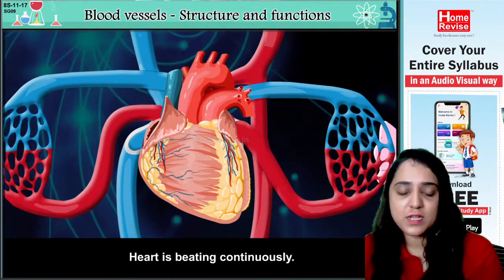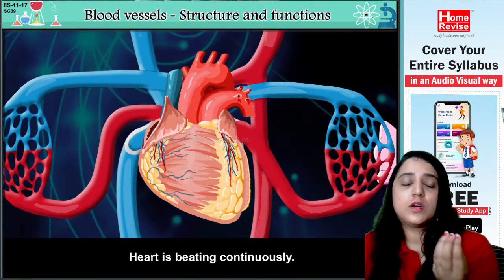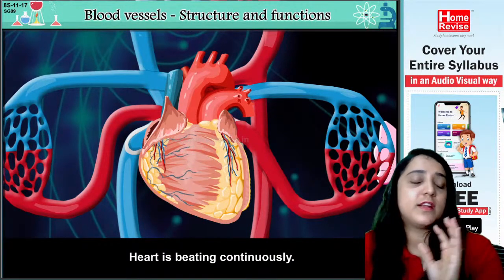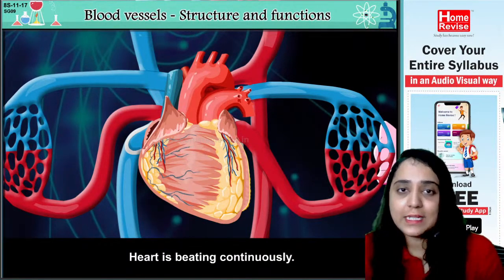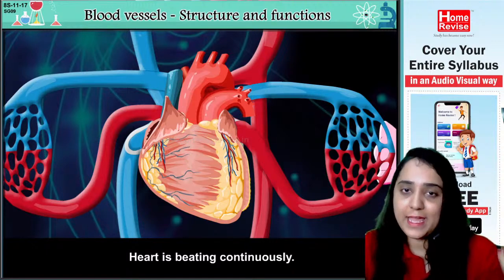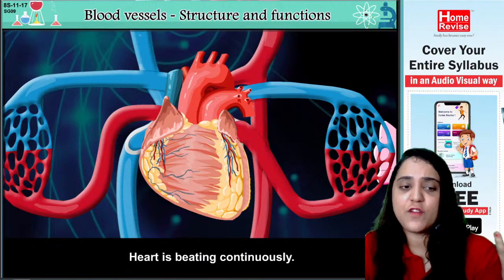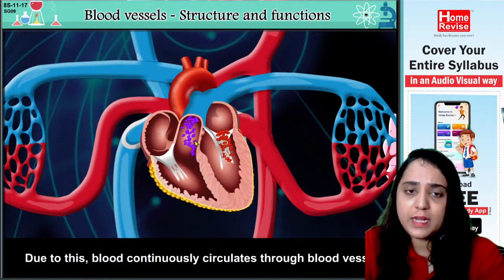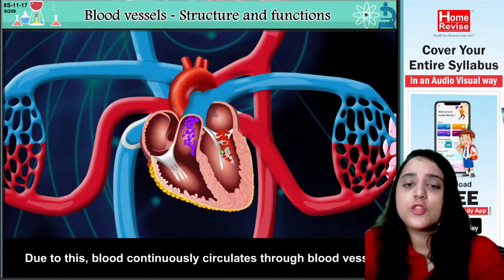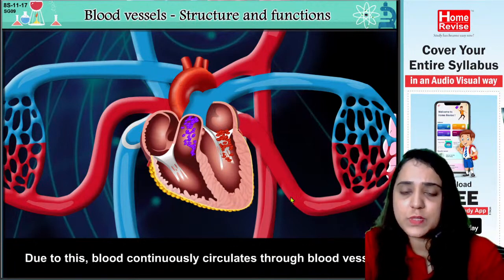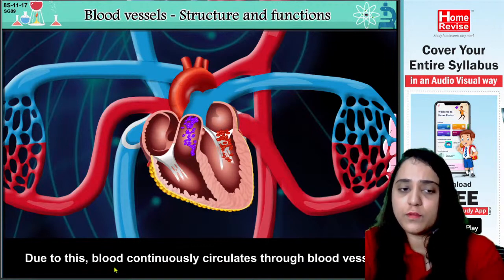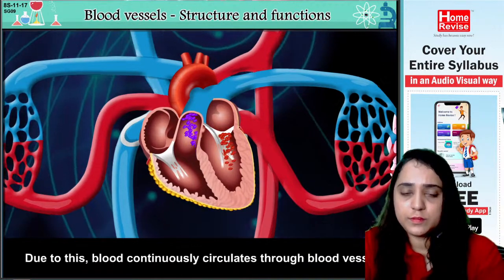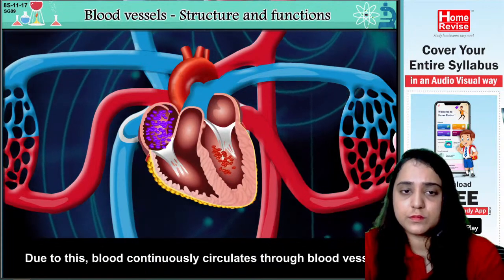Yes, as we have studied, the beating of the heart, the contraction and the relaxation within a definite rhythm, works continuously. This is called a beating. The heart is beating continuously, and due to this the exchange of blood and oxygen takes place. Yes, it is circulated. The blood is continuously circulated through the blood vessels. See, the blood vessels are carrying the blood, so continuously the inlet of the blood and the outlet of the blood takes place.